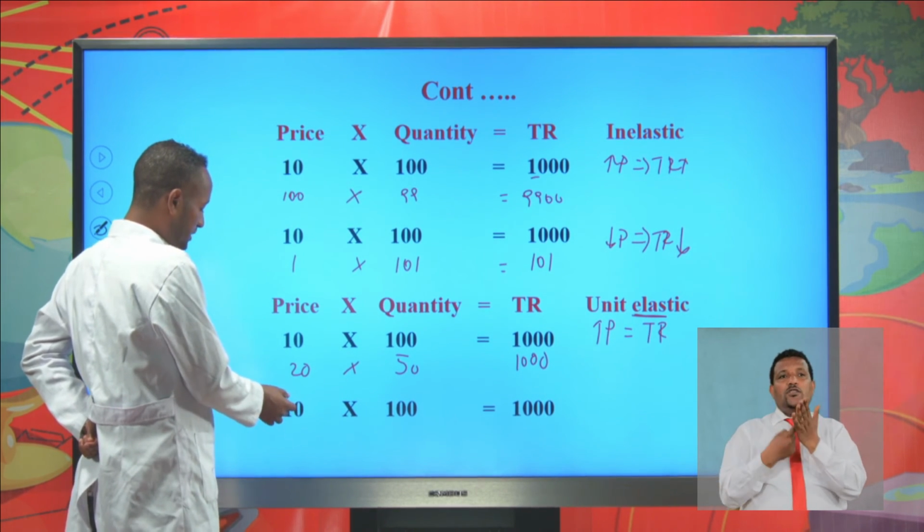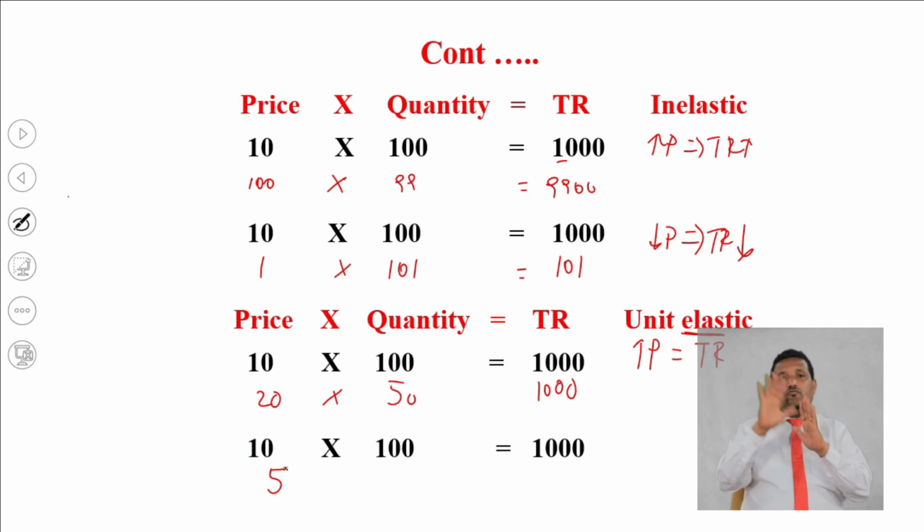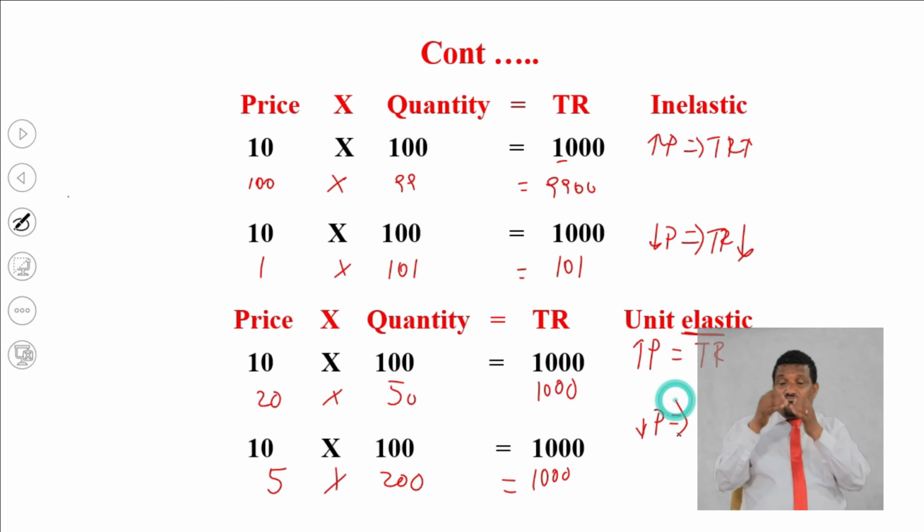Here, if the price was birr 10, now the price is halved and reduced to birr 5. If the buyer is unit elastic, then if the price is halved, the quantity demanded must be doubled. That means it is 200. 5 times 200 is 1,000 again. So with a fall in the price of a commodity, if the buyer is unit elastic, the total revenue of the firm will remain unchanged.